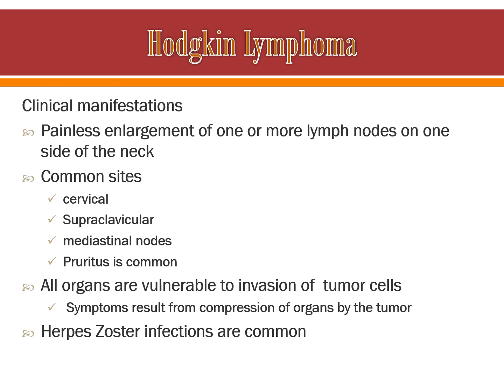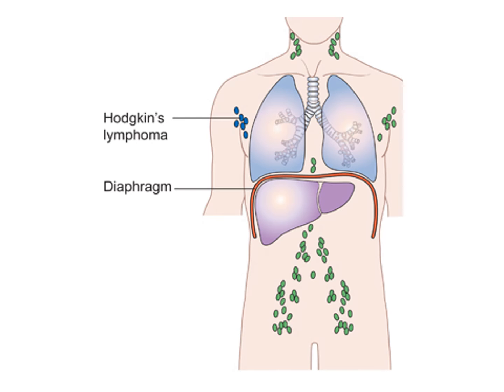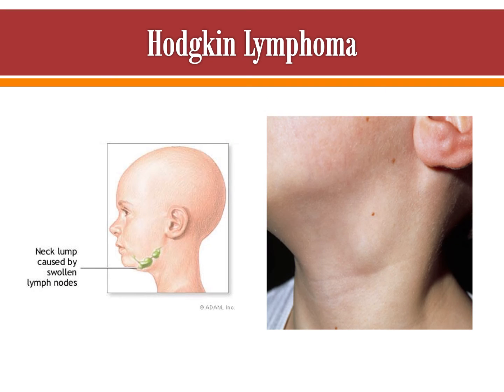All organs are vulnerable to invasion of tumor cells, and the symptoms result from compression of organs basically by the tumor. But I mean, a tumor is invading your host, so it's just cancer again, right? Herpes zoster infections are common as well. All right, so Hodgkin's lymphoma example here, neck lump caused by swollen lymph nodes. Okay, very distinctive.